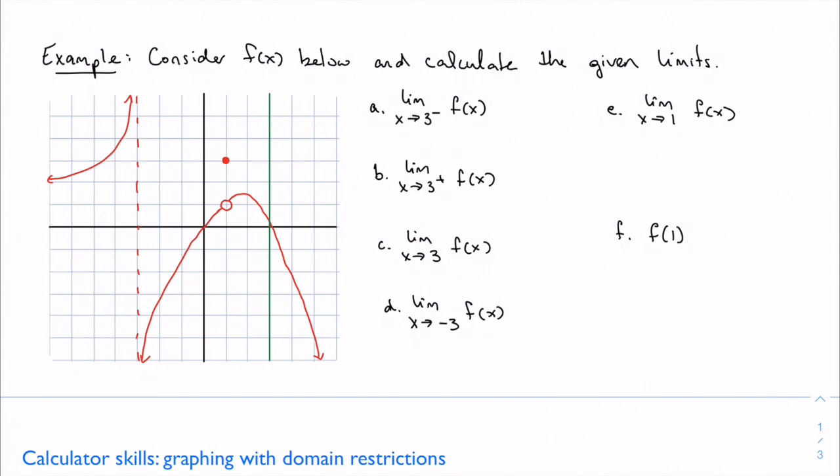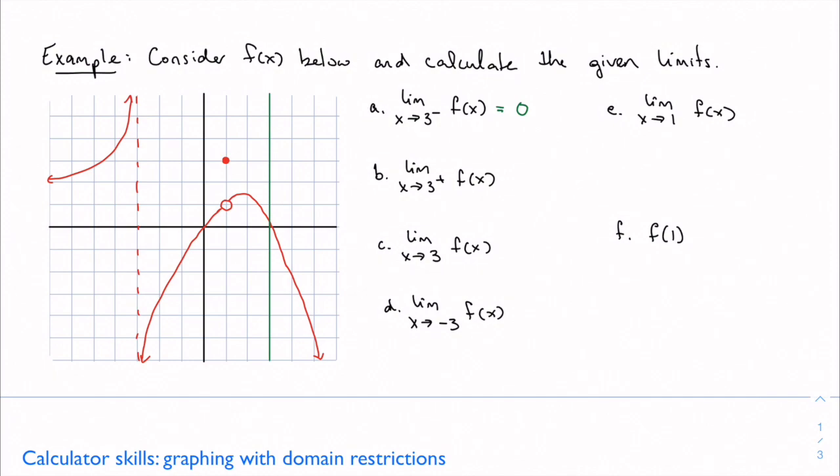Well, what's the limit from the left? As I'm approaching this graph, I'm starting at the left and I'm moving to the right. As I approach 3 along the x-axis from the left, where's the function value going? If I follow the function and I get to 3, I'm getting closer and closer and closer to 0. So we're going to say that the limit as I come from the left is 0.